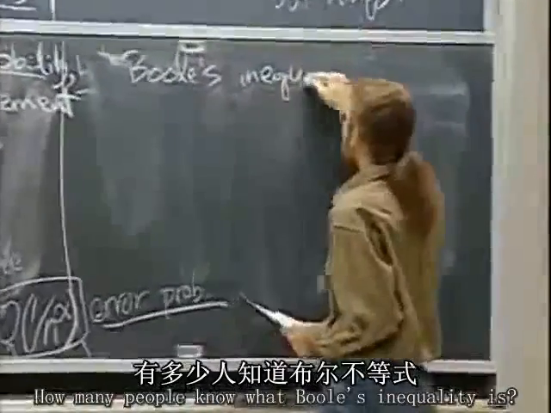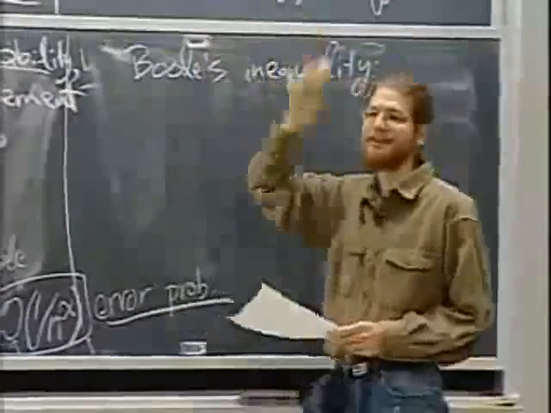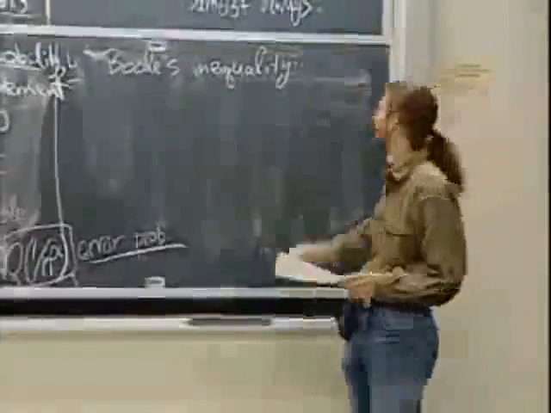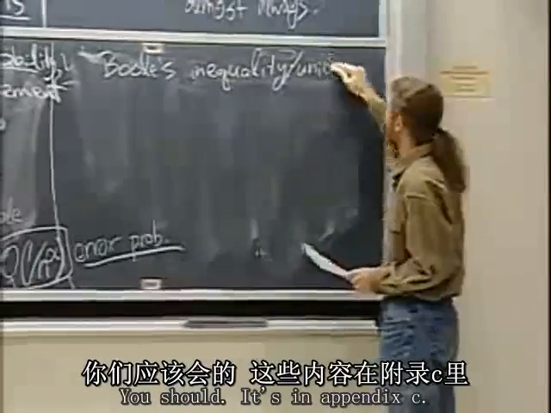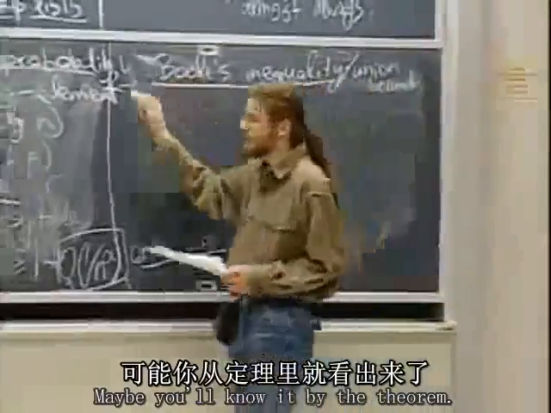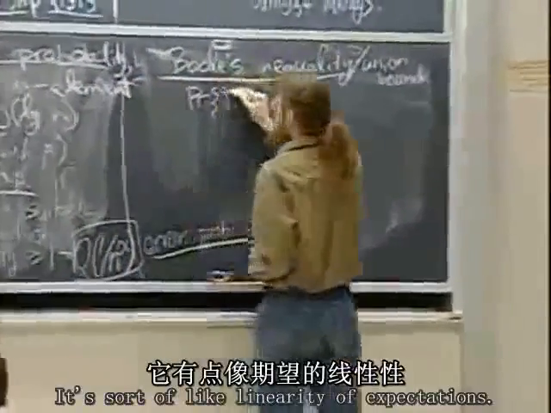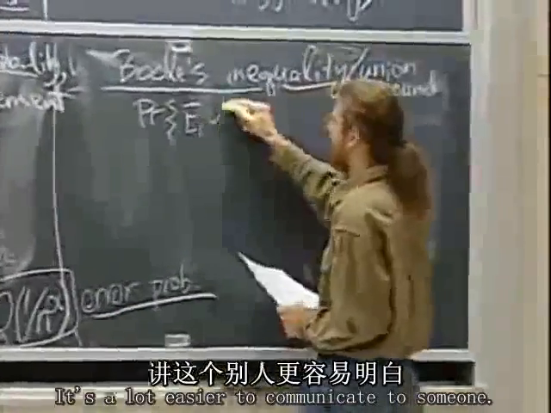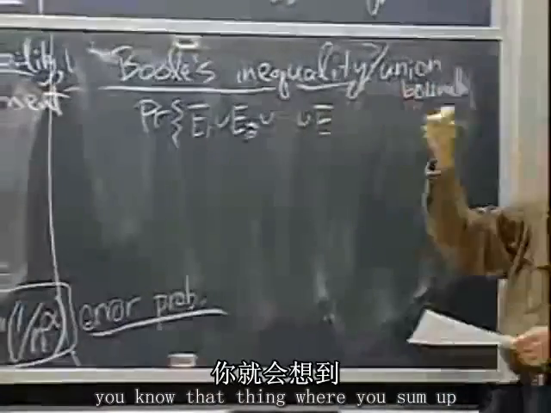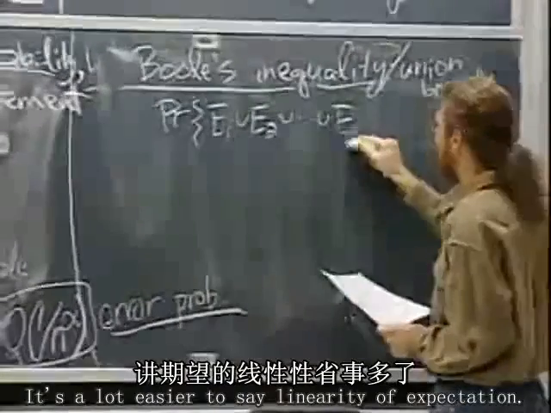How many people know what Boole's inequality is? How many people know what the union bound is in probability? Uh-oh. You should. It's in Appendix C. Maybe you'll know it by the theorem. It's good to know it by name. It's sort of like linearity of expectations. It's a lot easier to communicate to someone linearity of expectations instead of saying, you know, that thing where you sum up all the expectations of things and that's the expectation of the sum. A lot easier to say linearity of expectation.